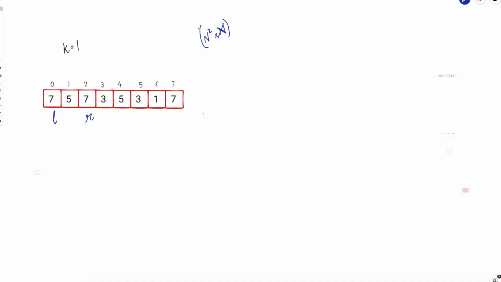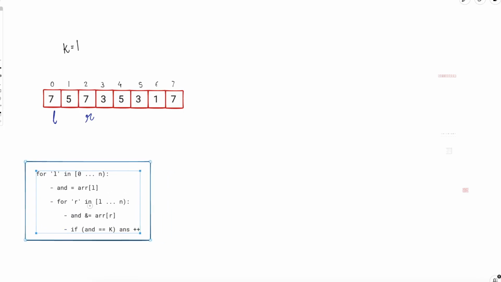So that's basically the very simple trick to optimize this order n cube to order n square, and the pseudocode would look something like this. We will try out all possible L. For each possible L, we will try out all possible R, and as and when we are trying out R, we will keep on figuring out the total bitwise AND ending at R, and if it is equal to k, we will increment the answer, otherwise we will not. So this entire solution is order n square.